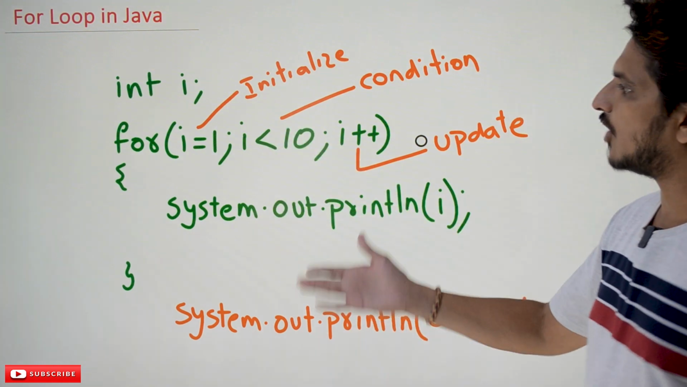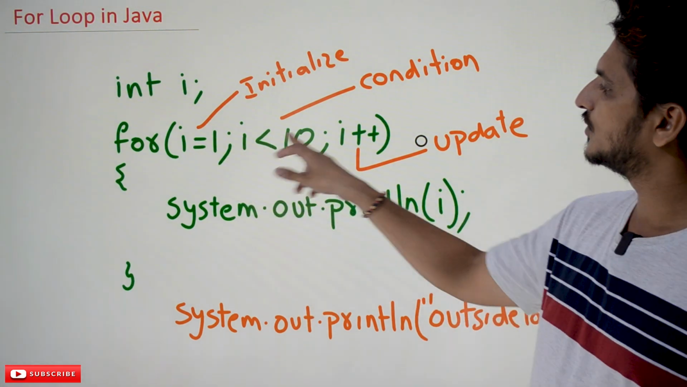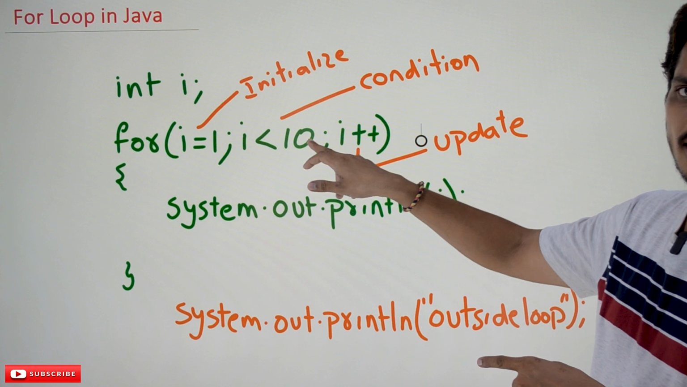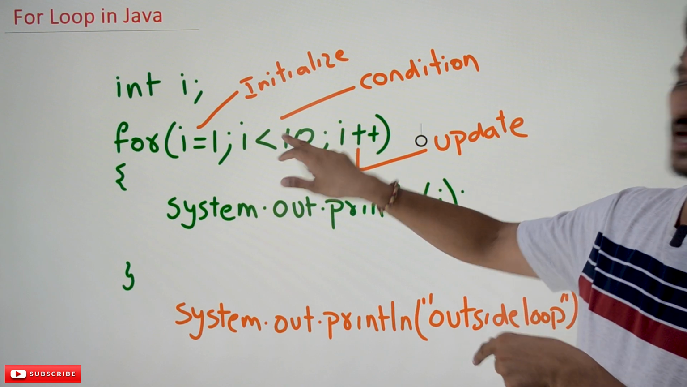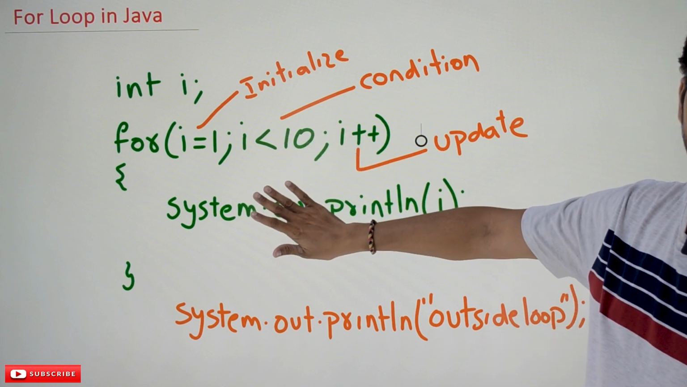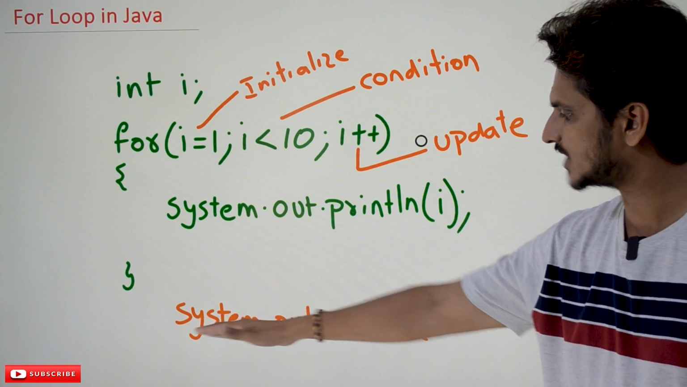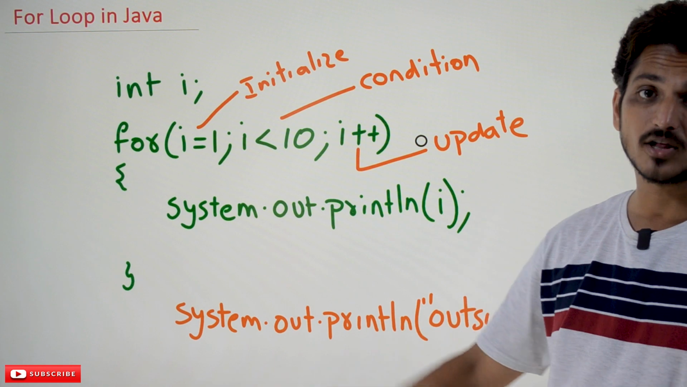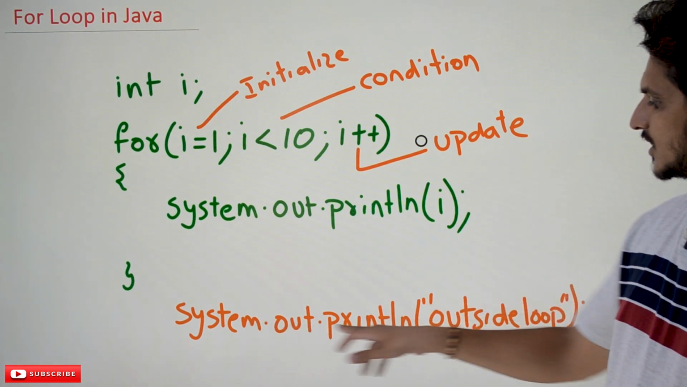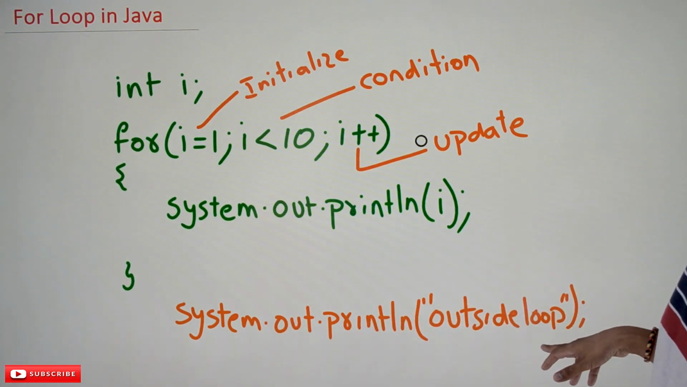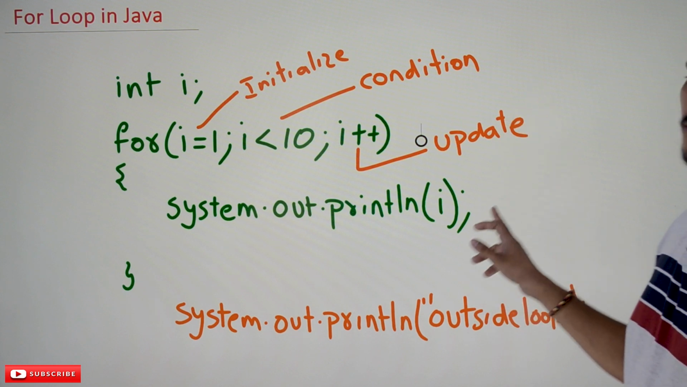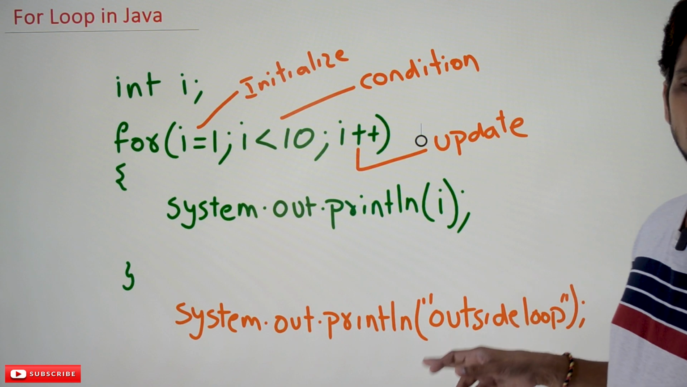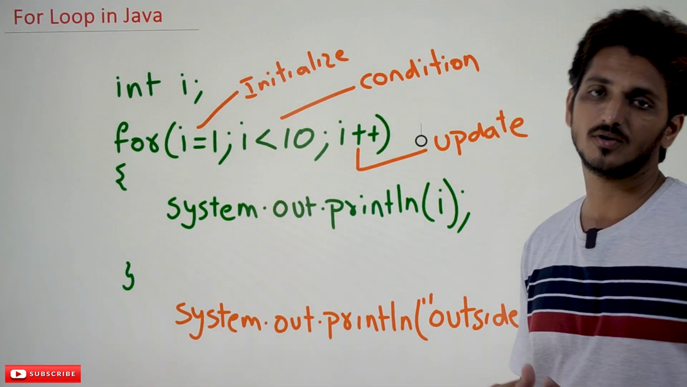So what is the output for our program? 1, 2, 3, 4, 5, 6, 7, 8, 9. When it is 10, 10 less than 10 is going to be false. It will not go into the loop. It will come out of the loop and start executing the remaining block of code which is there after the loop: System.out.println of outside loop. So our output is 1, 2, 3, 4, 5, 6, 7, 8, 9, then outside loop.